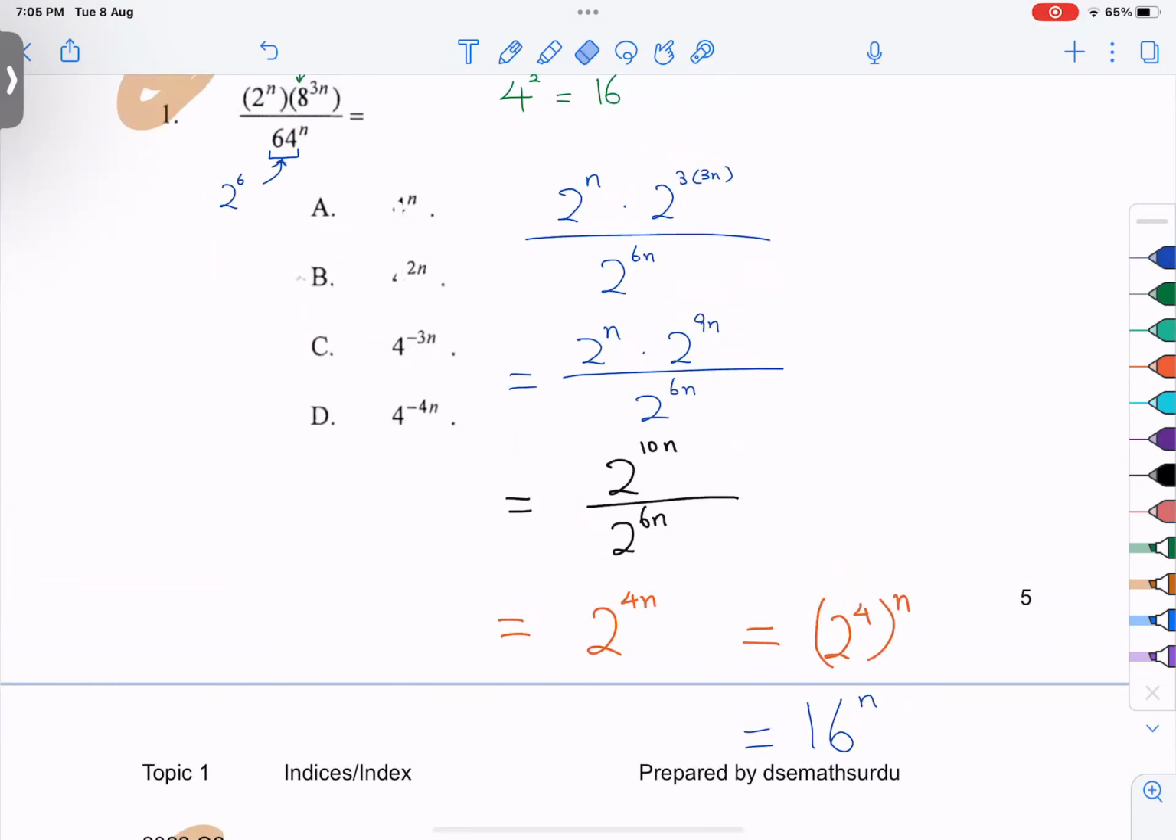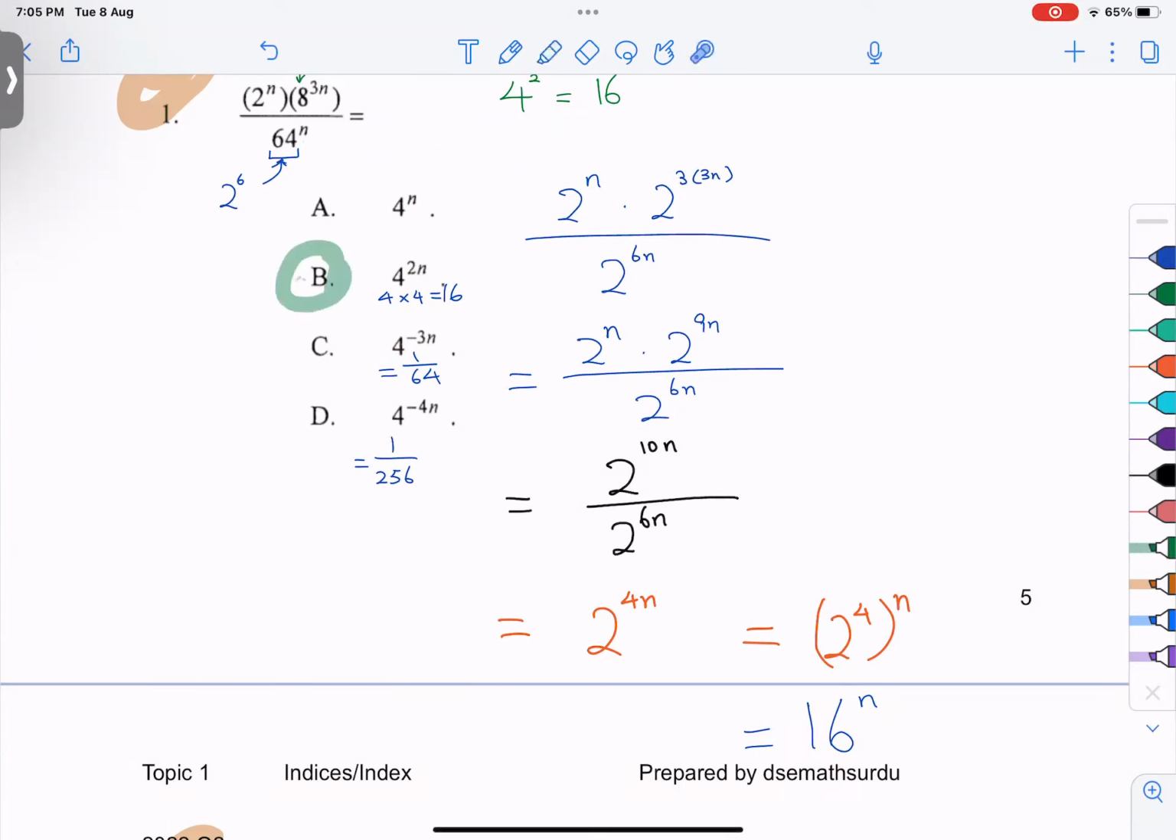Then I will have to see from the options here. Is any of them having 16? The first one is just 4, so I can't do anything with it. It's not 16. How about the second one? It's 4 squared. What is 4 squared? 16. Yep. And then the third one, 4 to the power of negative 3. What do you get for that? 1 over 64. And then the last one, you will have 1 over 256. So that's why the only option that you have is B.